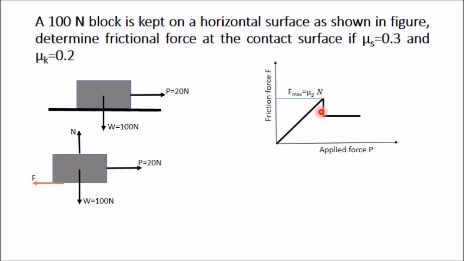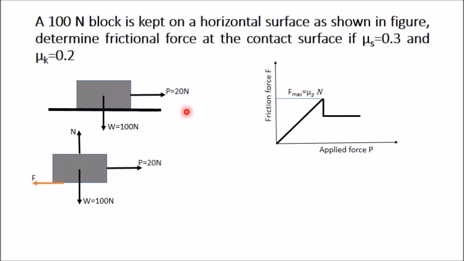In this figure, which I have explained in my previous video, if applied force P is less than maximum possible friction force, in that particular case this block will be in equilibrium. Then you can apply condition of equilibrium or equation of equilibrium, using which you can determine whatever unknown quantity is given.